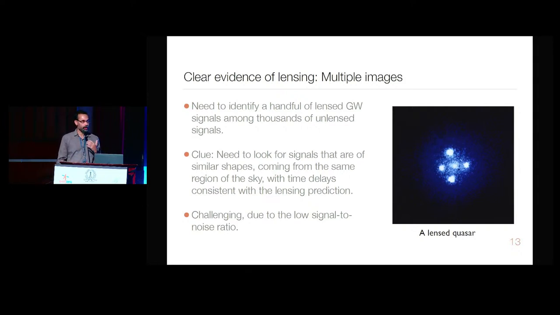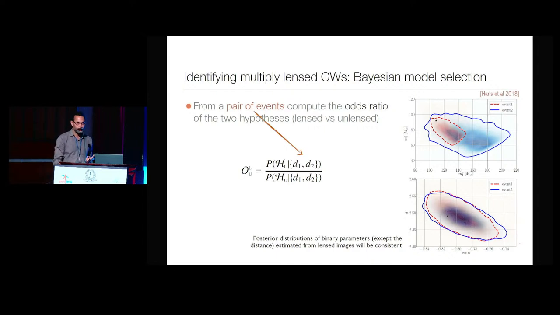So what is the real smoking gun evidence of gravitational lensing of gravitational waves? One should see something like these multiply lensed quasars. One should see multiple copies of the same signal, with the same shapes coming from the same location in the sky, with a time delay that is consistent with our expectation from the distribution of galaxies and cluster masses. This is rather hard to do because we are still living in a moderate signal-to-noise ratio regime. So one has to resort to some statistical method.